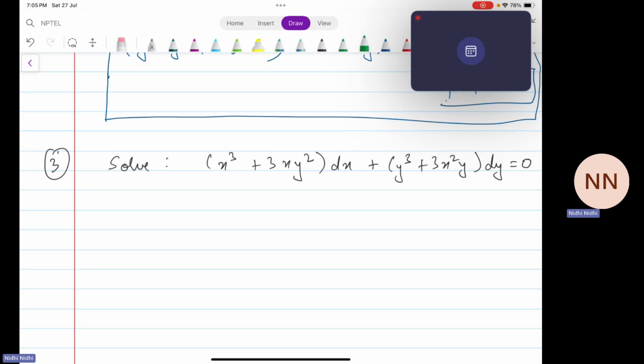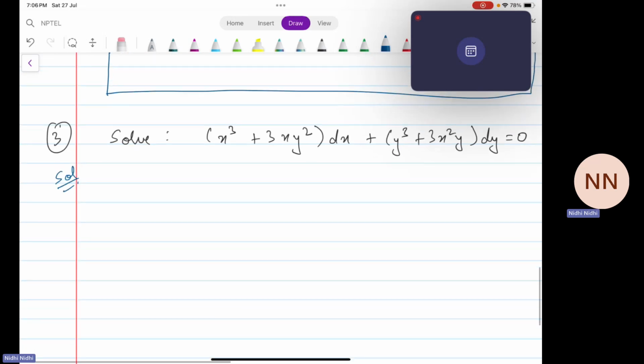Here we can see that all the terms have the same total degree. That means the power of x plus the power of y is 3 everywhere. When we have such a case, we can use the method of solving a homogeneous equation. Basically, in this case, we can convert our problem into the problem of a homogeneous equation. So let's see how we will do that. Solution.